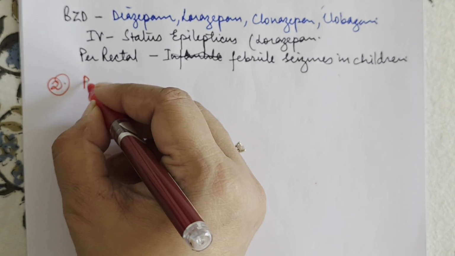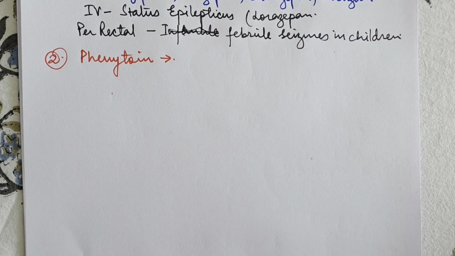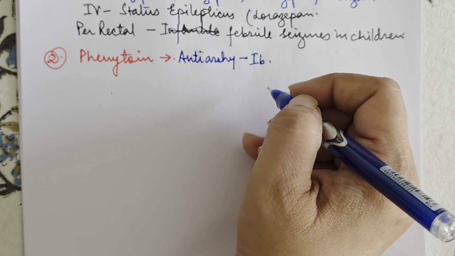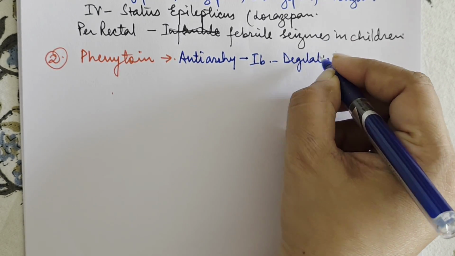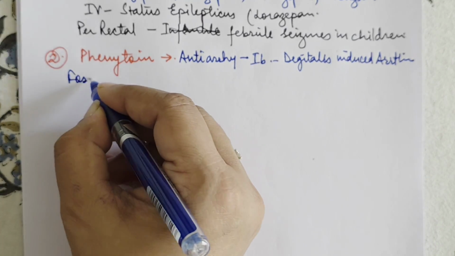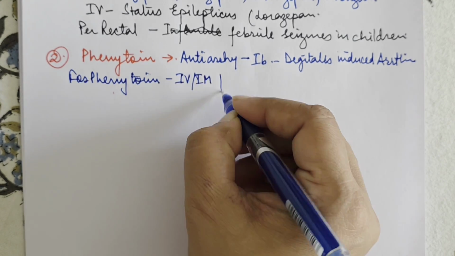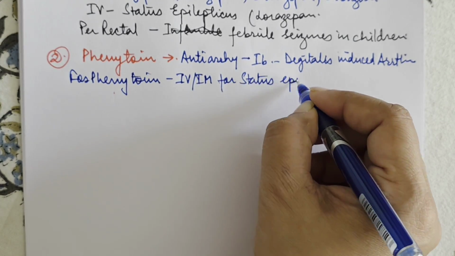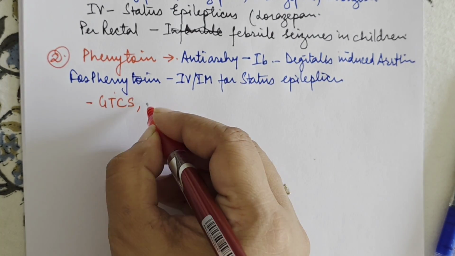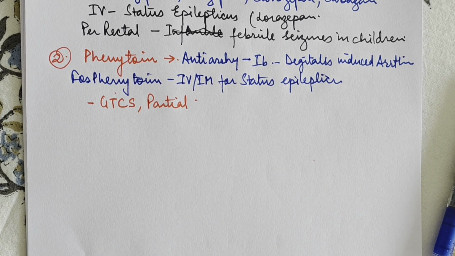The second drug that is very important is phenytoin. Now phenytoin, as we all know, is also an antiarrhythmic. It is in class 1B, where it is used for the treatment of digitalis induced arrhythmias. Now its congener is fosphenytoin, and this fosphenytoin can be given IV or IM for status epilepticus. Right? Now this drug acts by inhibiting the sodium channels. It is very commonly used in GTCS and partial seizures. In both GTCS and partial seizures it can be used.